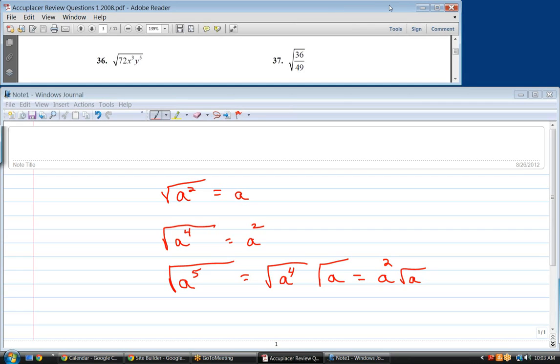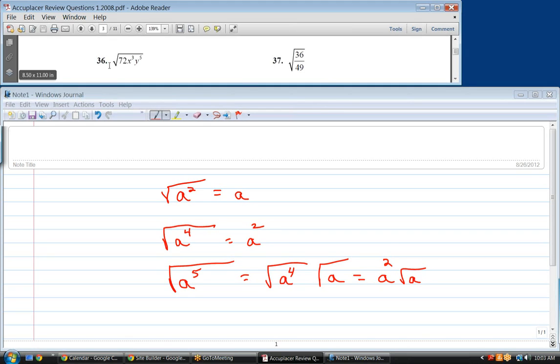Let's talk about radicals. We did 37 yesterday, and we realized that that's the same as the square root of 36 divided by the square root of 49. The square root of 36 is 6. The square root of 49 is 7. Therefore, this is the same as 6/7.